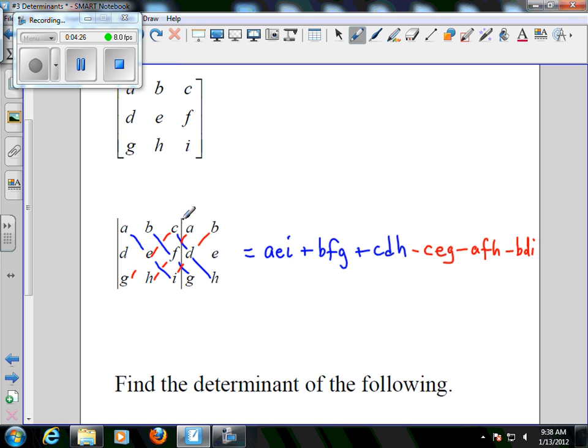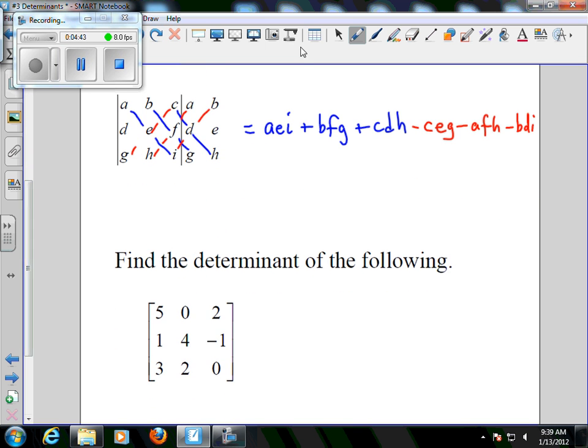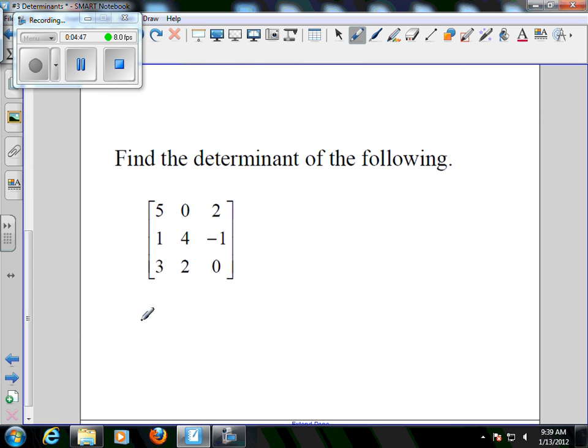Okay, so when your diagonal is going from left to right downward, you are adding them. When you are going from right to left downward, you are subtracting them. So it just takes a little bit of practice to get this down. So if we want to find the determinant of the following, say we want to write this as a determinant, 5, 1, 3, 0, 4, 2, 2, negative 1, 0. Now we need to rewrite the first two columns next to it. So we've got 5, 1, 3, 0, 4, 2.